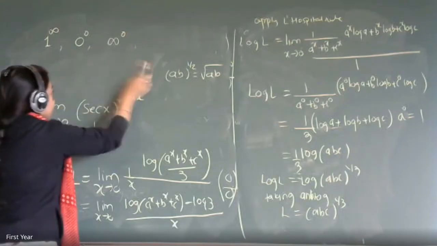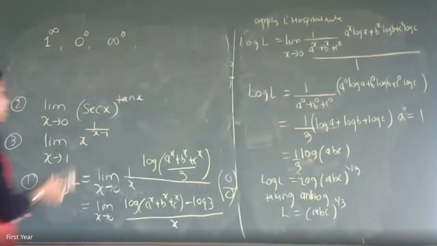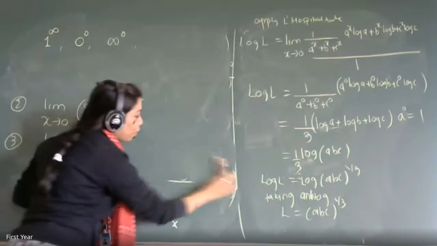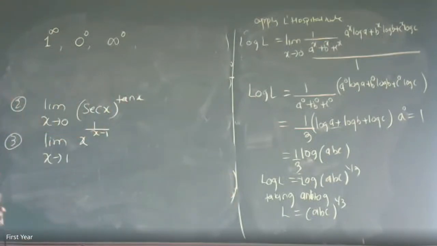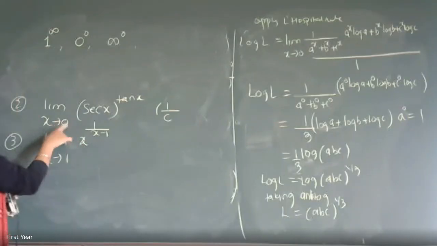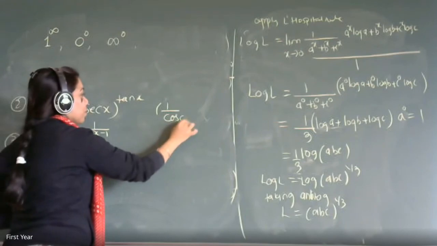Okay, fine. Let us go now to the second. Solve and get this one. So let me take question number 2. What is the limit when we put x is equal to 0? Sec of 0 is 1 by cos 0. Infinity raised to 0 form.